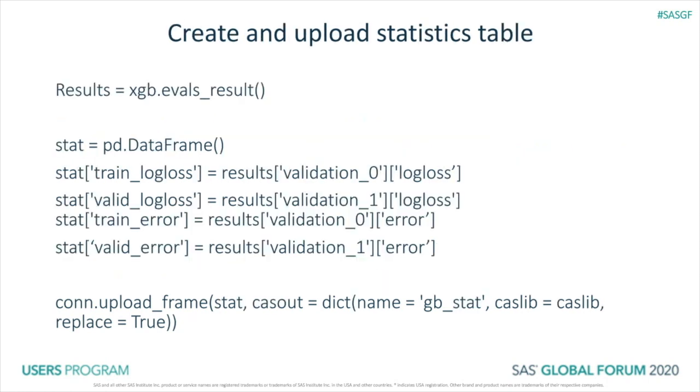In order to take advantage of some of the reporting capability of Model Studio, we convert the evaluation results of our evaluation set to a data frame called stat. We upload and convert the data frame to create the gb_stat CAS table. This table contains 4 columns, the log loss and error for both the training and validation data at each iteration.